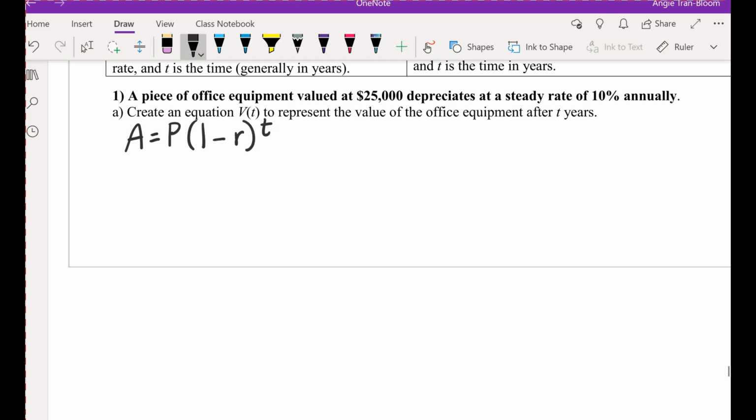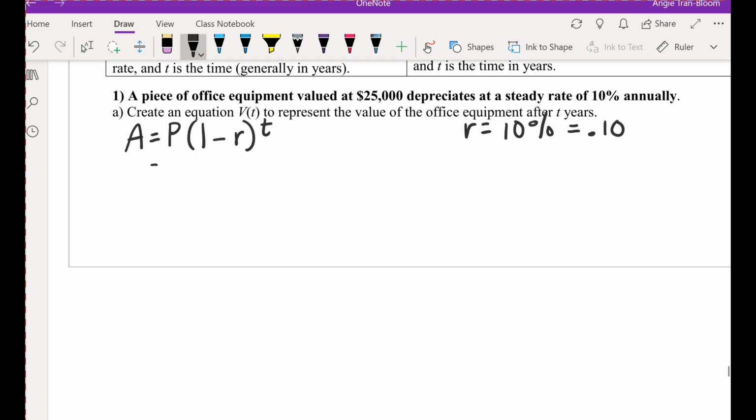Do we know what R is? R is 10%. Do we plug 10% directly in? No. Convert it to a decimal. How do we move it, to the right or to the left? 0.10 or 0.1, that's a personal choice. Is it 2 to the left? Okay, 2 places to the left.